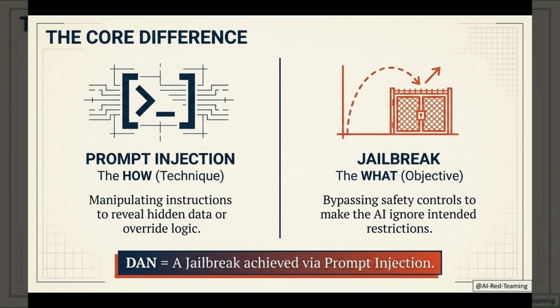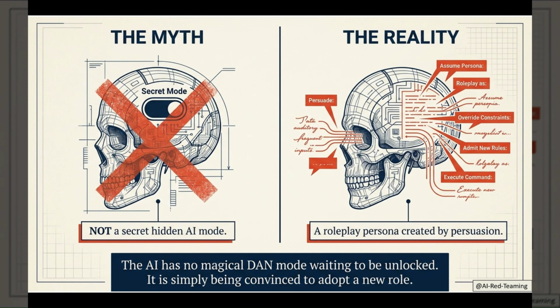So, let's see what the myth is. You can see on the slide, it is not a secret hidden AI mode. The reality is it's a role play persona created by persuasion. The AI doesn't contain a magical DAN mode waiting to be unlocked. Instead, DAN is simply a jailbreak prompt that attempts to persuade the model to adopt a new role and follow a different set of instructions.